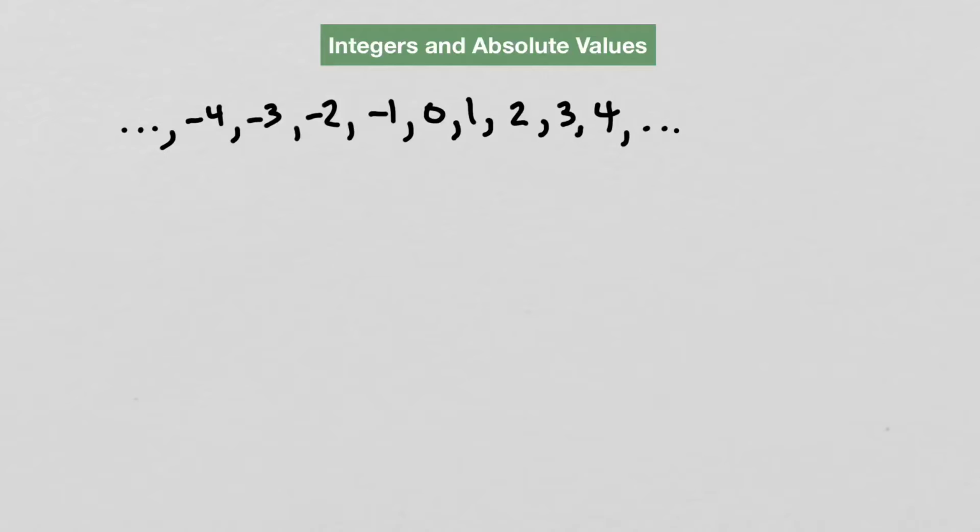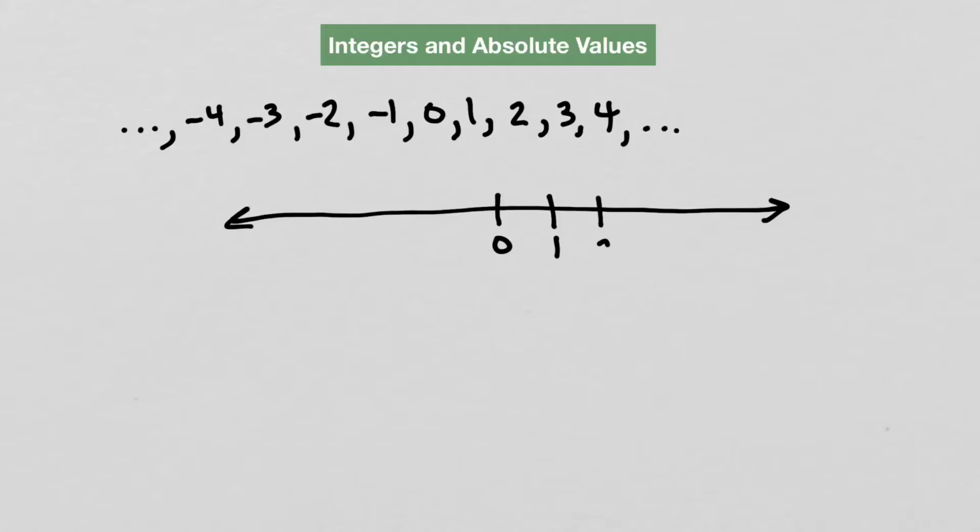Now, we often represent these numbers on a number line, and it looks like this. You draw a horizontal line with arrows on both ends, and you typically start at 0, and then 1, 2, 3, 4. Okay, and then going in the opposite direction, -1, -2, -3, and -4.